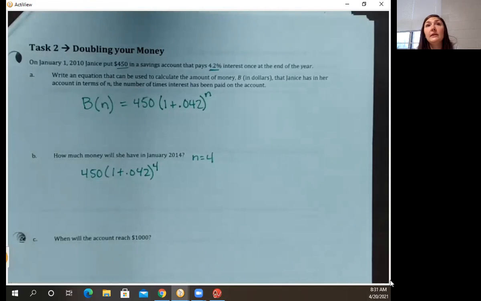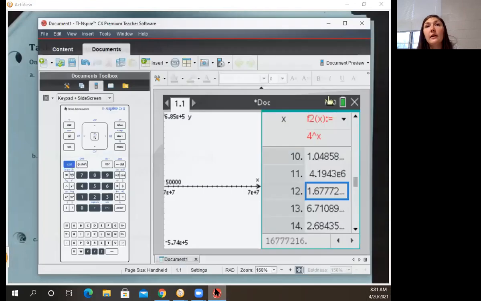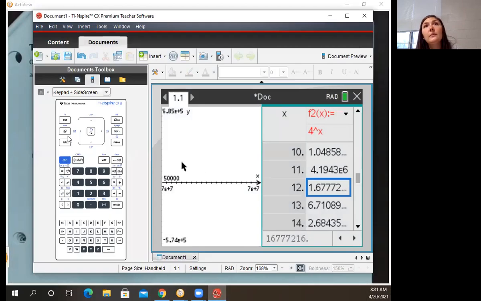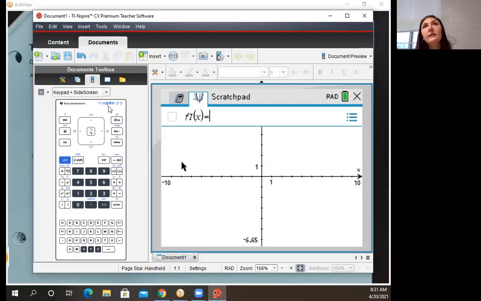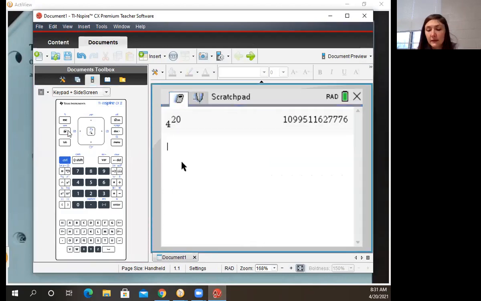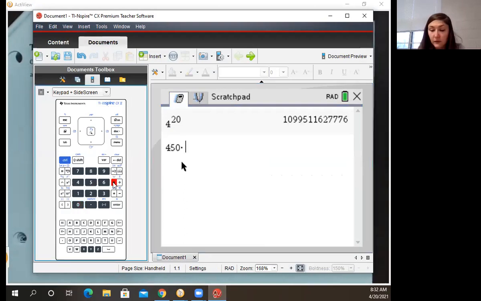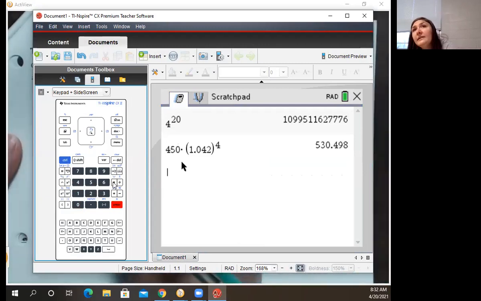I'm going to bring up my calculator again so I can do a quick computation. So I want my scratch pad back here. So this would be 450 times 1.042 to the 4th power. So we get 530 point. This gives me 498.